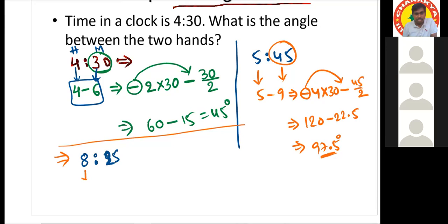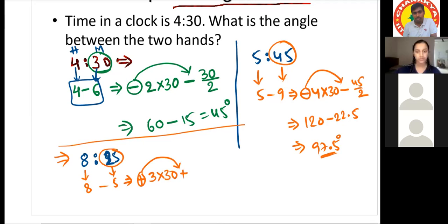Minute hand is on which number? 5. 8 minus 5 is 3. Positive 3 or negative 3? Positive 3. Use 3 here, 3 into 30, and use this plus here. How much we have to do plus? Minutes by 2, 25 by 2. Do the calculation. 3 into 30 is 90. Plus 25 by 2.